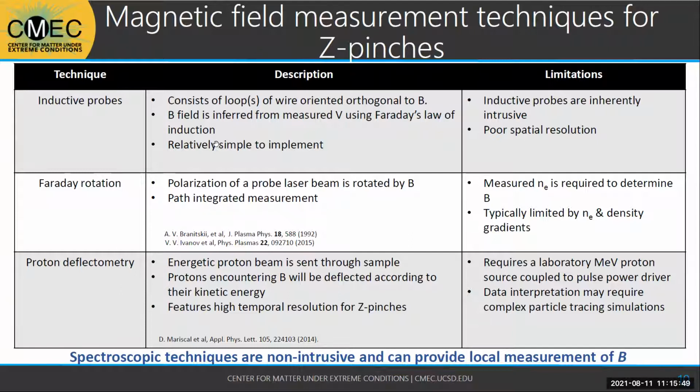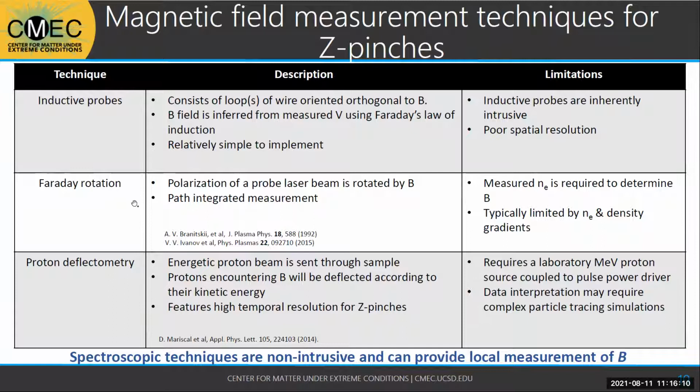So these are simple to implement. They're pretty simple to build. I've made some myself for other reasons. But the problem with these is that they are inherently intrusive. If you're trying to measure in the plasma, you're going to end up perturbing it with this little probe in the way. And you're limited on spatial resolution, unless you put a lot of them, and then you're going to end up perturbing your plasma a lot more.